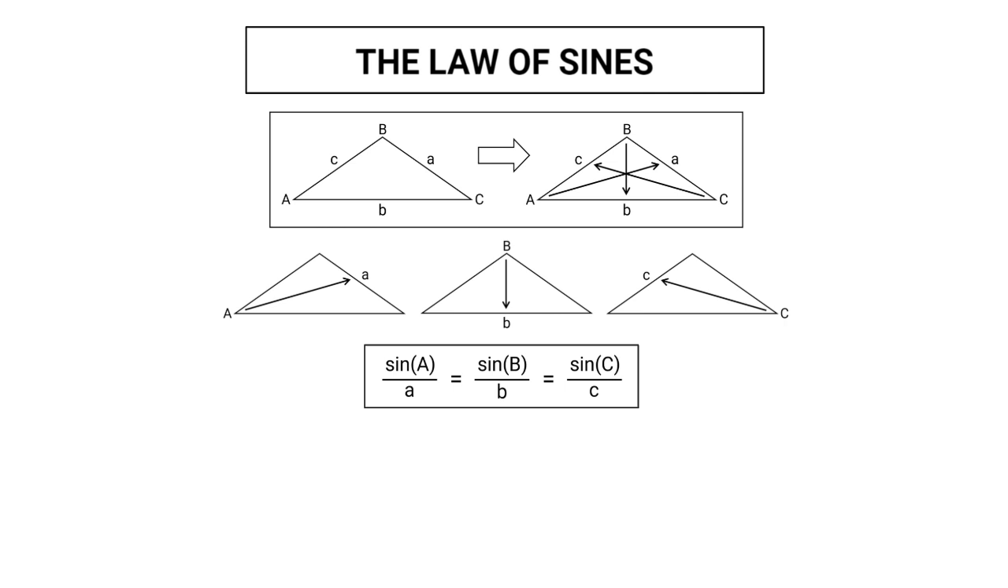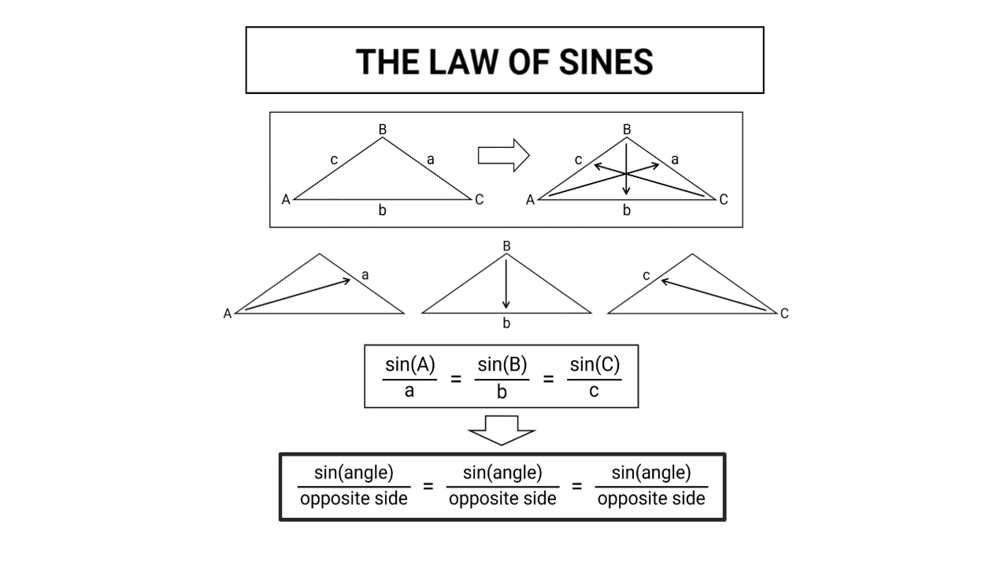Now what you see in front of you is the formula for the law of sines, but I don't really want you to think of it in that manner. This is the way I want you to think of it: the sine of an angle divided by its opposite side has to equal the sine of another angle divided by its opposite side. If you think of it in that manner, it doesn't even matter what letters are associated with the angles and sides of the triangle.